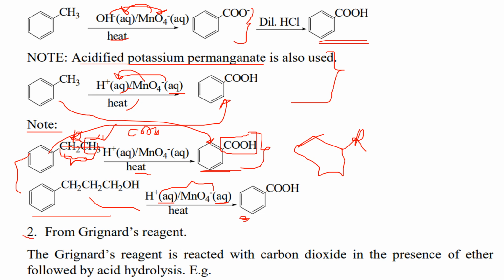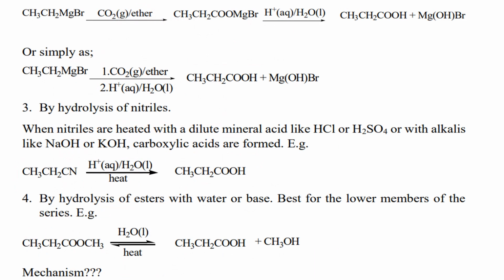So going to number 2, we are saying that you can also make carboxylic acids from Grignard's reagent. Here, Grignard's reagent is reacted with carbon dioxide, and this is done in presence of ether, and then is followed by acid hydrolysis. For the acid hydrolysis here, we shall be using acidified water or dilute HCl. So Grignard's compound here, you react it with carbon dioxide, but this must be a solid or a gas, and then you react in presence of ether to get your compound this.